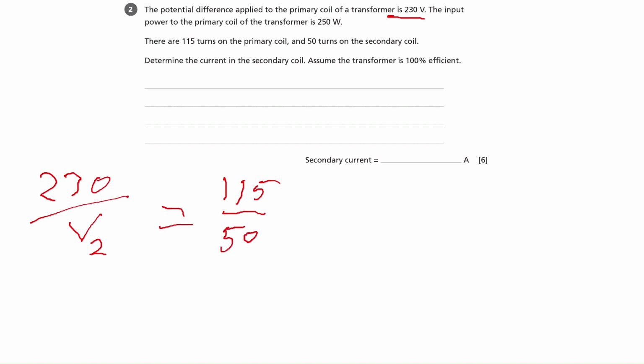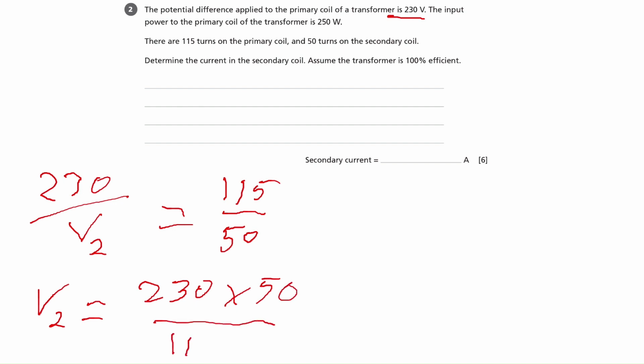Okay, so we can now rearrange that to make V2 the subject. So V2 equals 230 multiplied by 50 divided by 115. So that's our arrangement. That gives us an answer of 100 volts. So therefore V2 equals 100 volts.